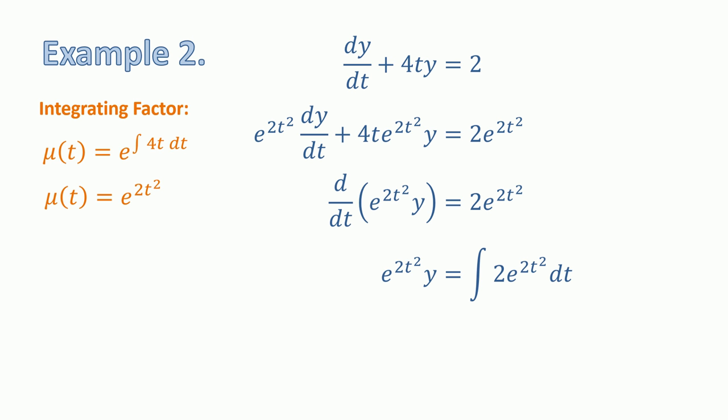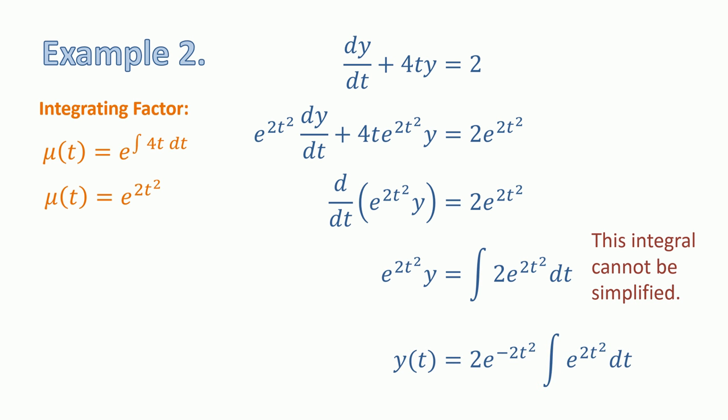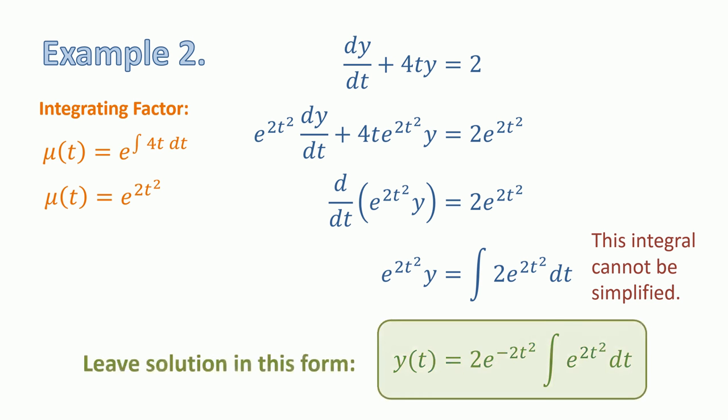Unfortunately, we find that the right side is the integral of 2e to the 2t squared. You might remember from calculus class that the integral of e to the t squared cannot be simplified in terms of elementary functions, so there isn't much we can do with this integral. However, we can still write the solution y of t as y of t equals 2e to the negative 2t squared times the integral of e to the 2t squared dt. This still defines a function that solves the differential equation, even though the formula for y of t contains an integral. We can still approximate this function numerically, but we can't simplify any further algebraically.